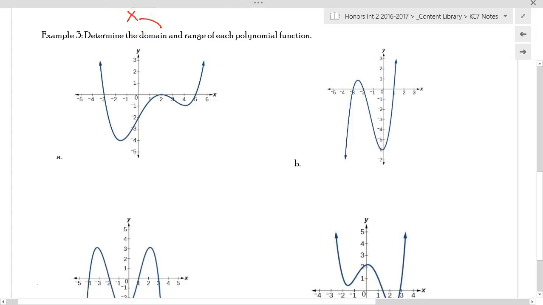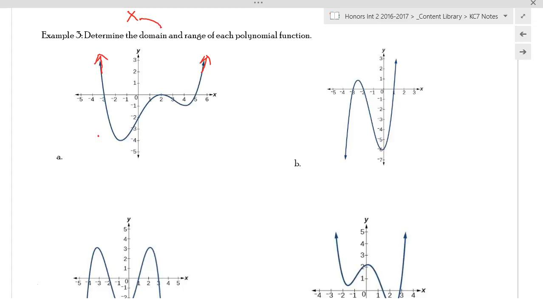So if I look at this graph for my domain, I want to think about what can't x be. Okay? Well, these graphs all have arrows at the end. Don't ever forget that. Even if they're not there, they're invisibly there. Okay, all these graphs continue going forever.